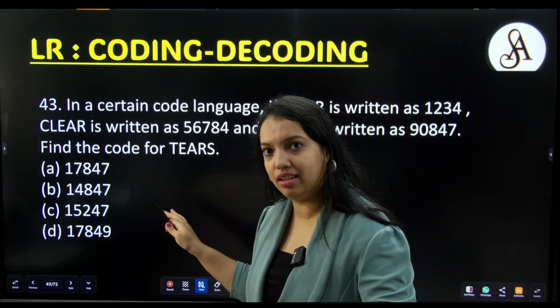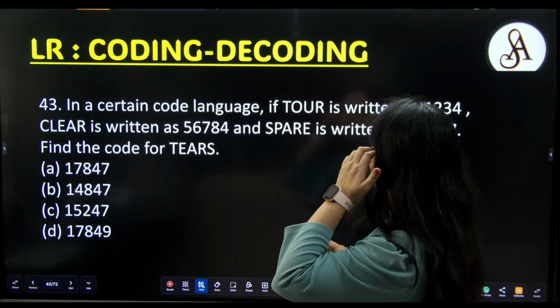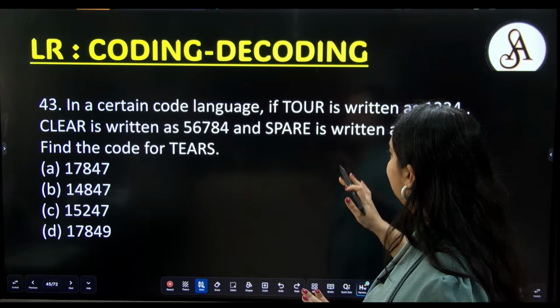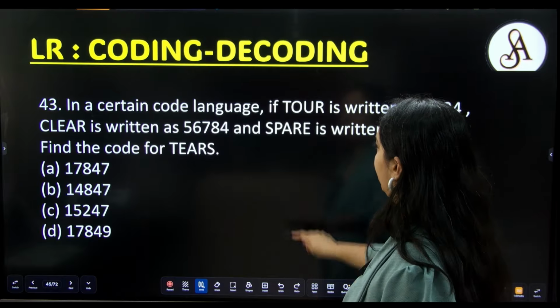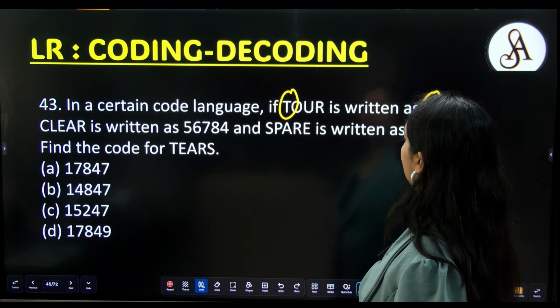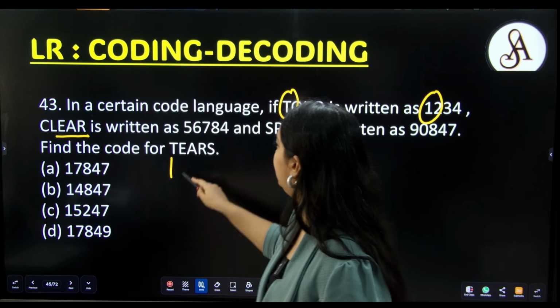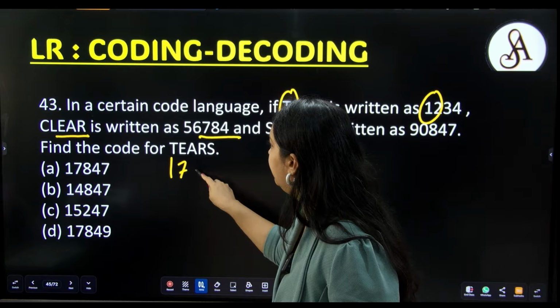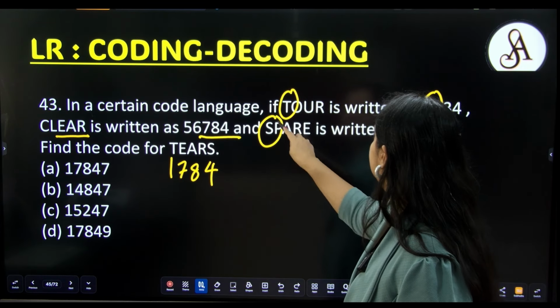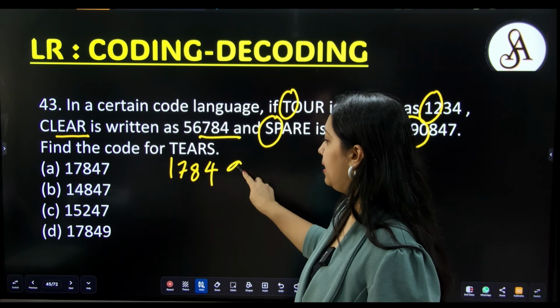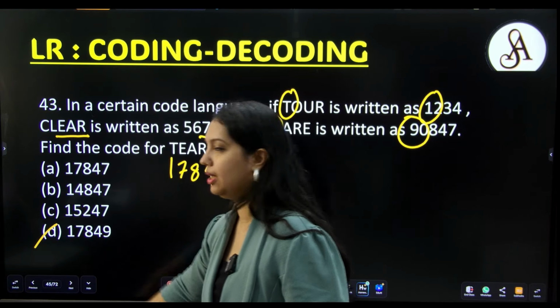Next, this question was asked once in exam. It is covered even in my textbook. If in a certain language store is written, clear is written, square is written, what is it for tears? Check for T, it is 1. Check for E, A, R from clear, you are going to get 7, 8 and 4. S is from square, 9. Correct answer is option D.